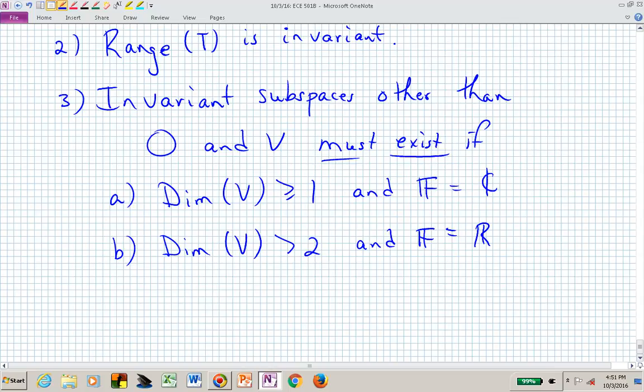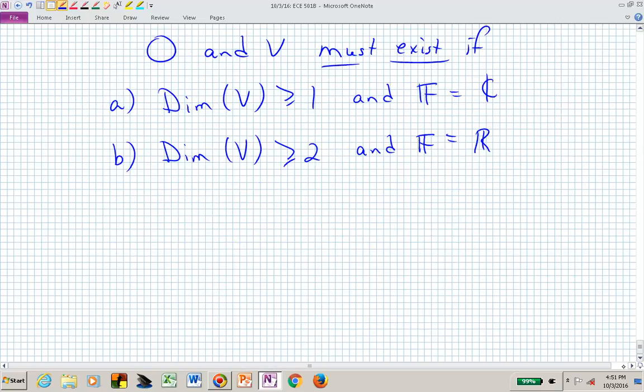So maybe what I could say is greater than or equal to 2. I think maybe what I'm wanting to say is greater than 1. I'm kind of wanting you to keep track of this 2, so maybe I will go ahead and say greater than or equal to 2, and F is R. But I need to double check that, and you can too.